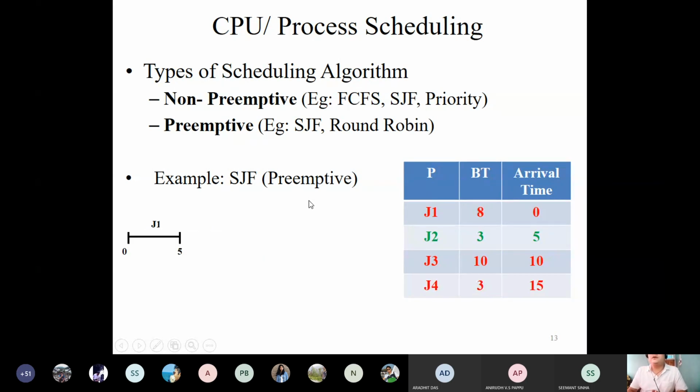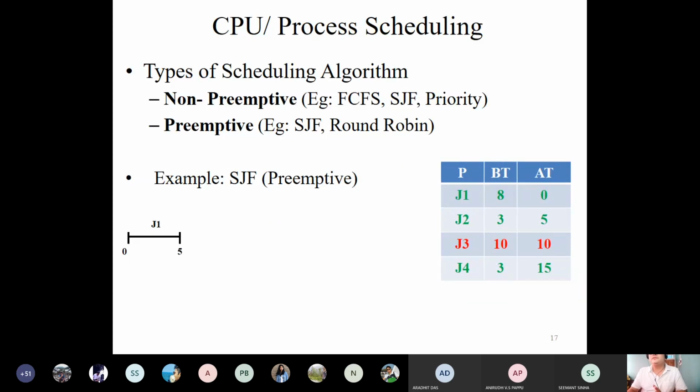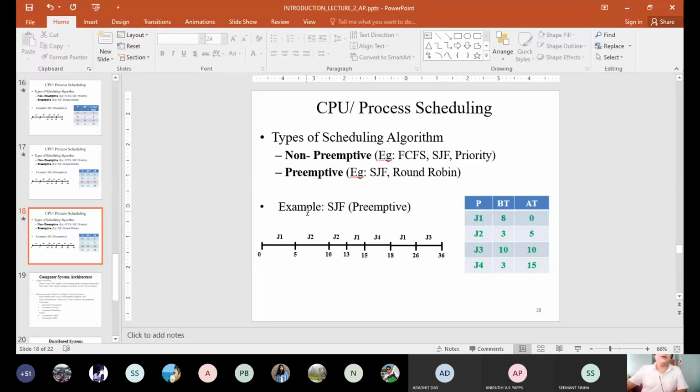I'll just flip this slide. You just need to understand the meaning of preemptive and how it will go. You can have a look, the color code changes. This is how the jobs have been executed one after another.